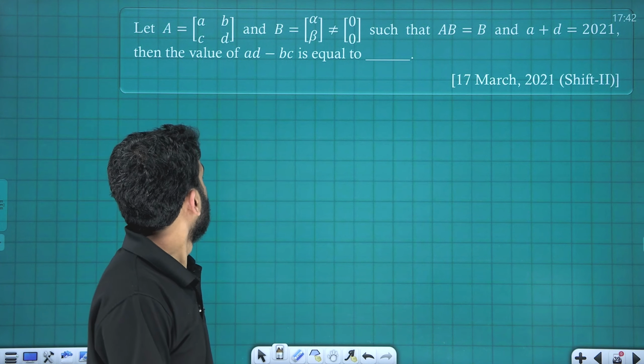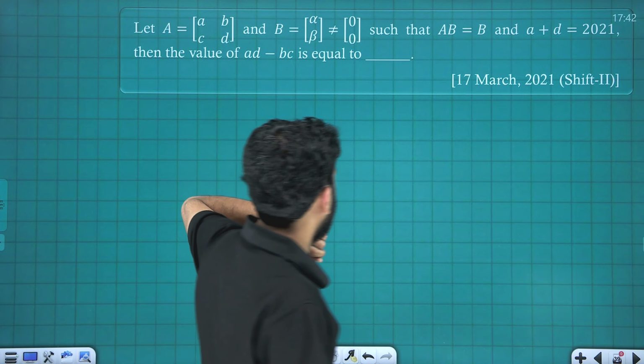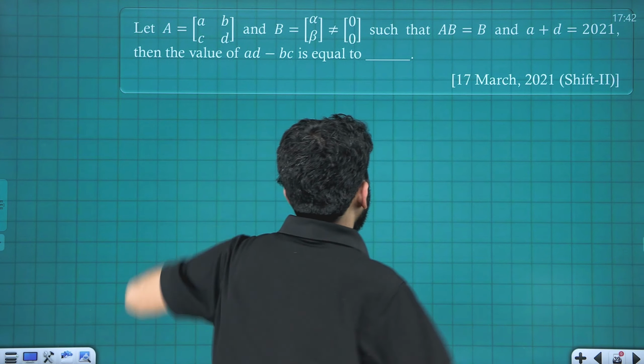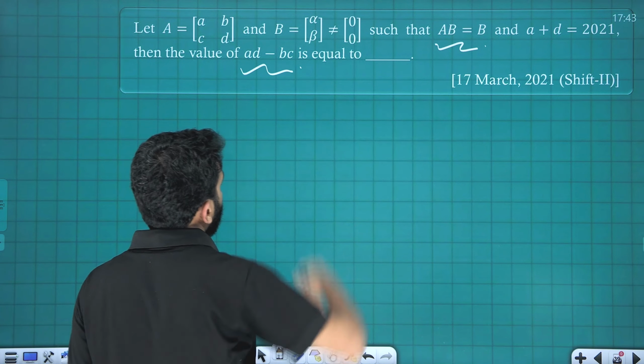A square matrix A is given and another column matrix B is given, and it is stated that AB is equal to B, and it's also stated that A plus D is equal to 2021, and you need to find the value of AD minus BC.